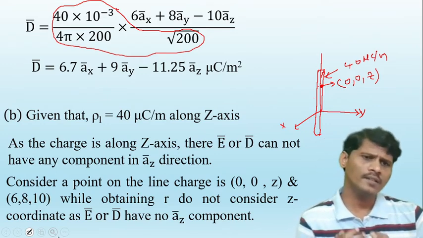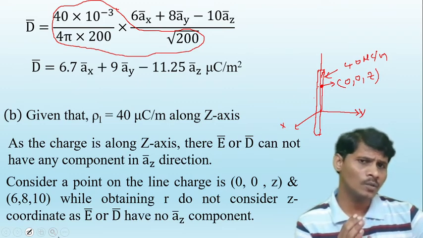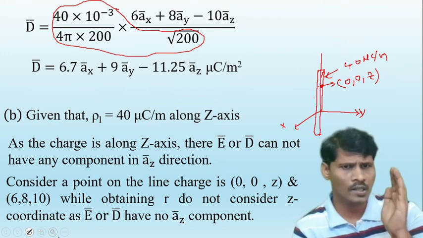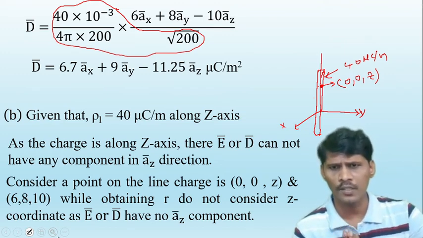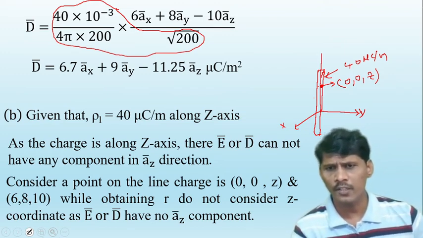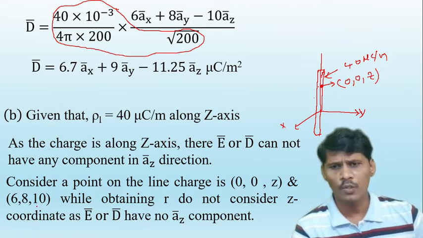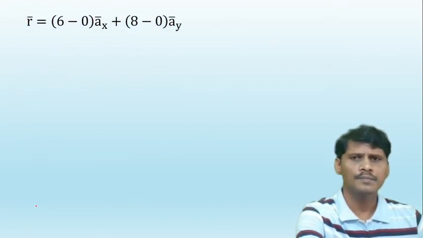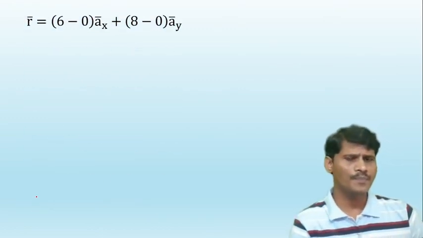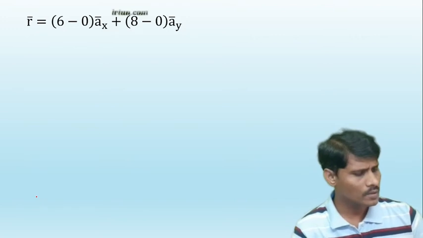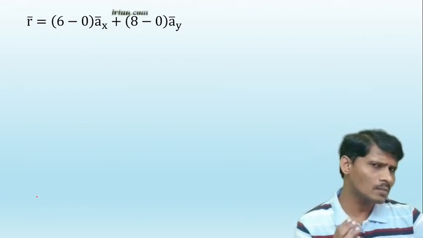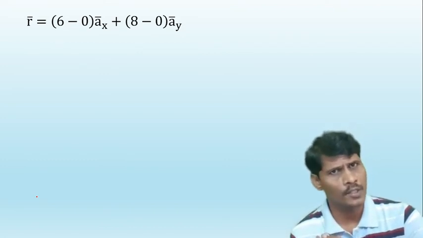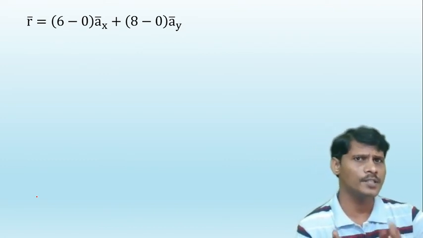So now here the line charge is placed on the z axis. Along that direction there is no electric flux density and no electric field intensity. So removing the z coordinate value, therefore the distance r bar is calculated. After removing the z component from 6, 8, minus 10, the remaining coordinate point is 6, 8.